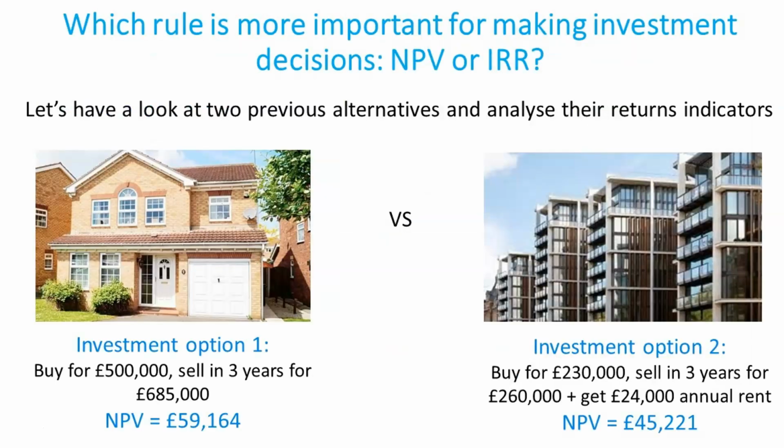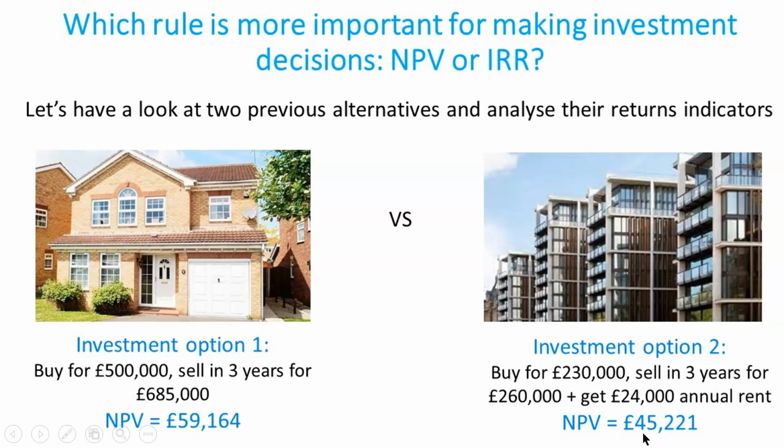Let's recall our comparison between two properties, two alternatives. For example, the house and the flat. So our first project, our initial property, we spent £500,000, resell in 3 years, received resale price 685, and net present value of this project is 59,000. Or alternatively, we can buy a flat at a lower price, 230, resell in 3 years. And apart from this, we also get £24,000 annual rent. And we've calculated that net present value of this project will be £45,000.